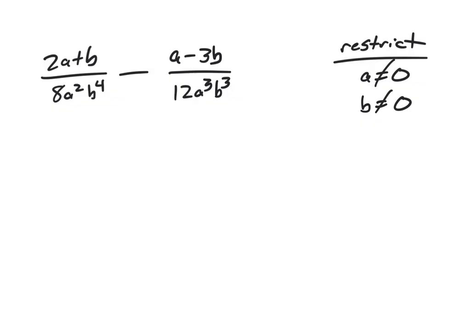Because if I put 0 in for B right here, anything times 0 is going to be 0. But same thing if I put 0 in for A. So when I have multiple variables like that with no plus or minus signs, then both of them would have a restriction of not being 0.